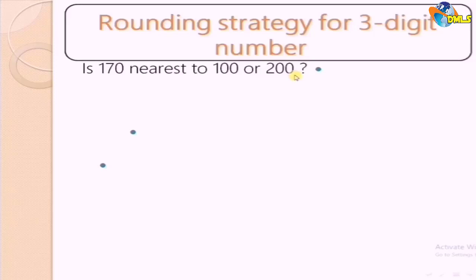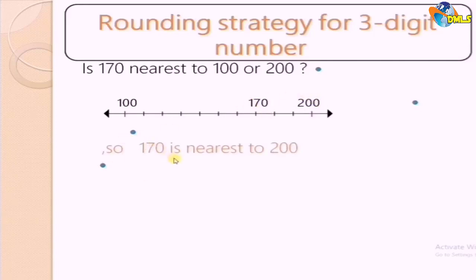100 or 200? We will use this number line to tell us which number we should choose. Here I have 100, here 170, and at the end 200. 100, count by 10: 110, 120, 130, 140, 150, 160, 170, 180, 190, and 200. As you see on the number line, 170 is nearest to 200.